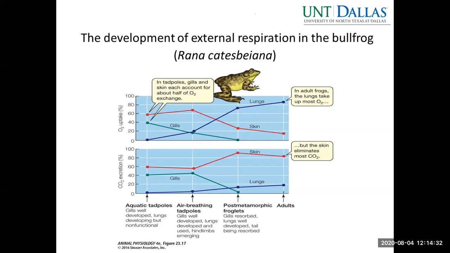So that's the oxygen. The y-axis here represents the oxygen uptake, and this y-axis here represents the carbon dioxide excretion. Shown in this figure are the percentages of oxygen uptake and carbon dioxide excretion that occur across the gills, lungs, and skin of bullfrogs as they develop from tadpoles to adults. The animals were studied at 20 degrees centigrade and had free access to well aerated water and air.